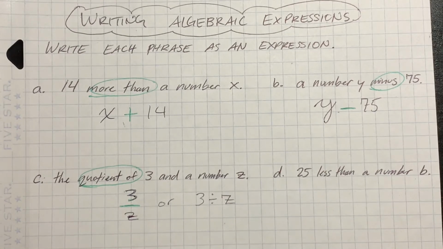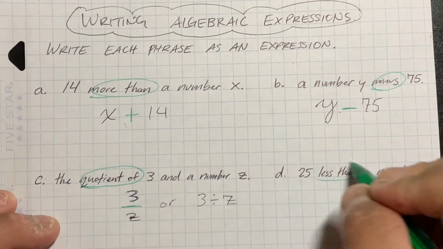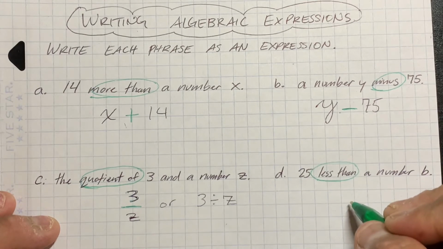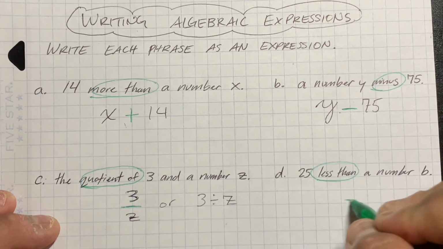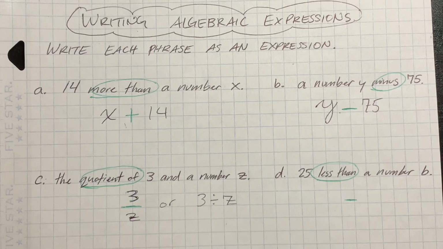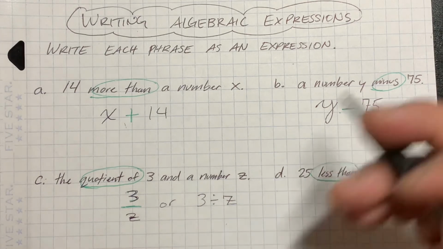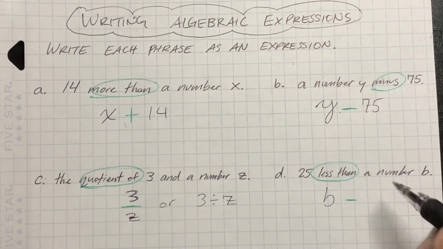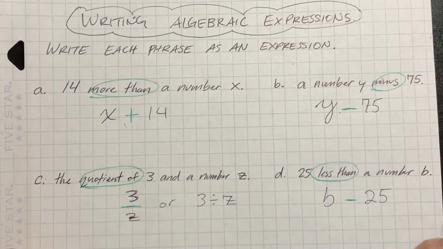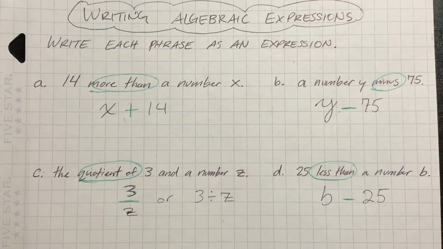So less than tells us to subtract. 25 less than a number B. So we're going to subtract. Whatever the value B is, we're going to have 25 less than that. There we go. We just wrote some algebraic expressions.